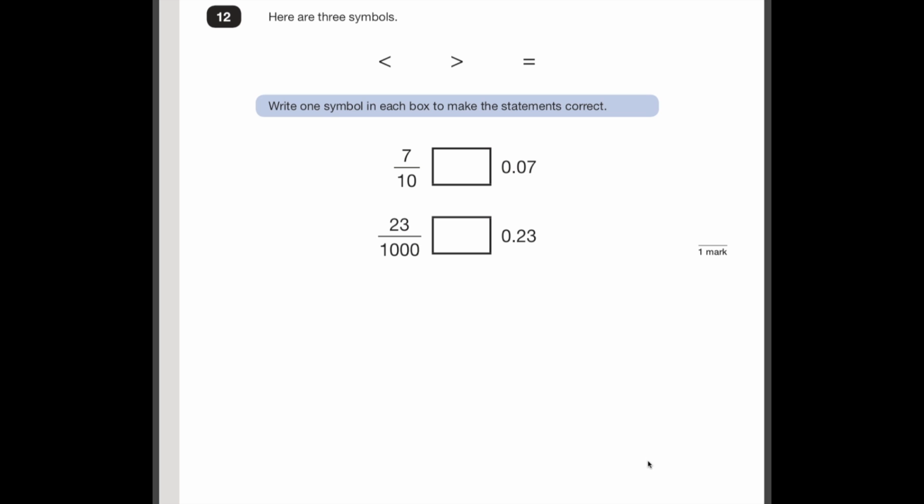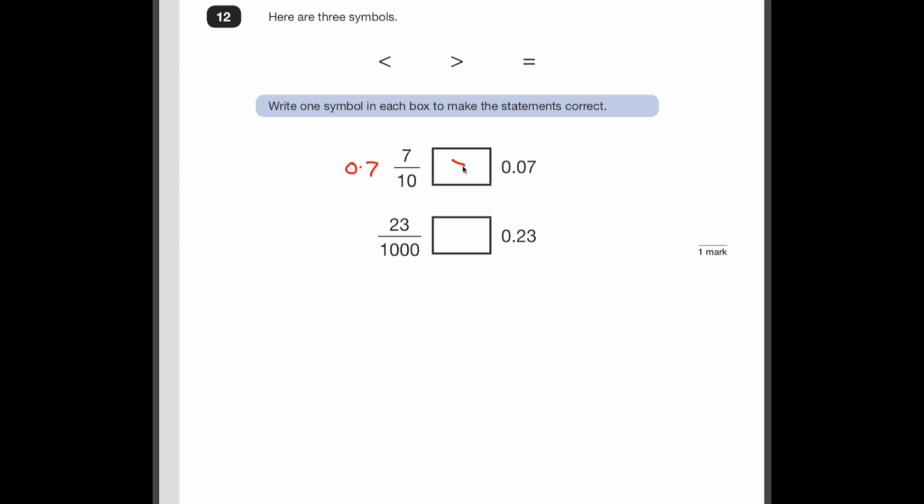Number 12. Write one symbol in each box to make the statements correct. You should know that 7/10 is the same as 0.7. So if you're going to compare 0.7 and 0.07, well, we know that this tenths column is worth more than the hundredths column. So if you have 7/10, you have more than 0/10 and 7/100. So this one's bigger than this one. So the correct symbol to use is this one here.